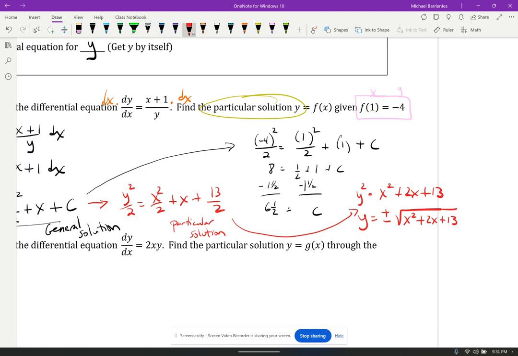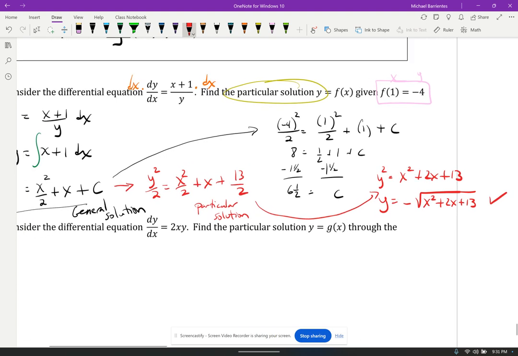However, at this point, I've got to remember the initial condition. Remember, the initial condition said when you plug in 1 into the x, your y should be negative. Well, the only way that's going to happen is if I only use the negative square root of whatever I got. And if you substitute a 1 in here and a 1 in here, you should get what you're looking for. So if I plug in a 1 here, that's 1. Plug in a 1 here, that's 2. That's 3. Plus 3 is 16. The square root of 16 is 4. With a negative in the front, that's going to give me an output of -4, and I have my particular solution.